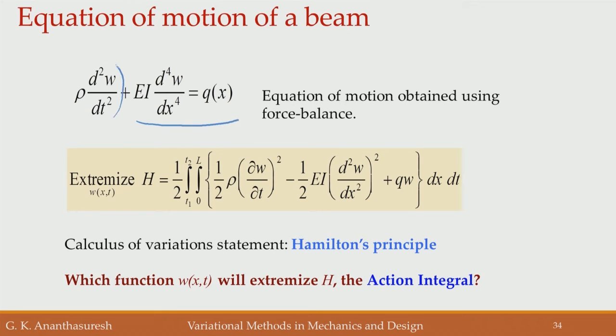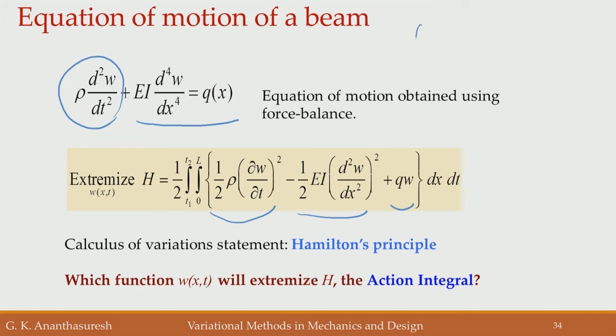In the case of a beam, earlier we had only these two terms, now we have the inertia force also, rho into W double dot, or d square W by dt square. What is the function that we minimize or extremize there? In addition to what we had earlier, that is the strain energy and the work potential, now we have kinetic energy also.